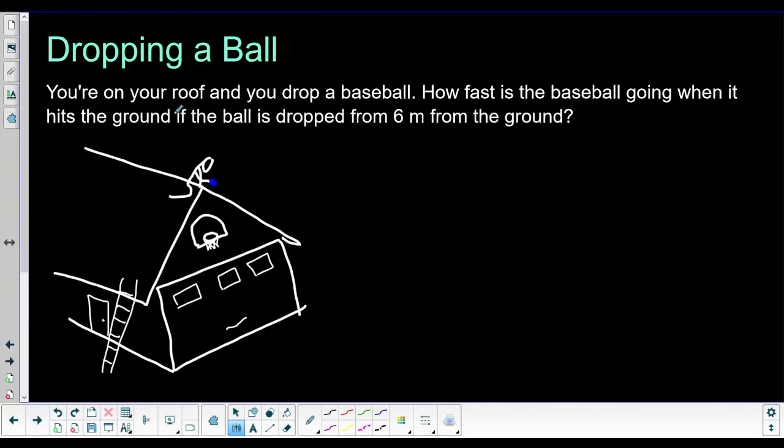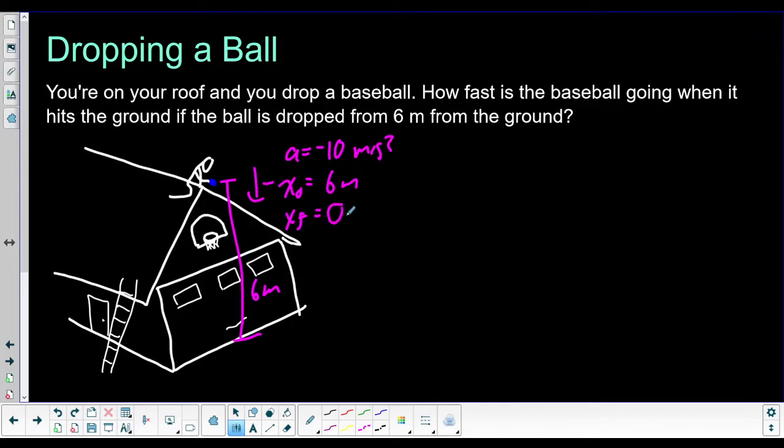All right, you're on your roof and you drop a baseball. How fast is the baseball going when it hits the ground if the ball is dropped from 6 meters away from the ground? So here you are on your roof. From here to here is 6 meters. We could absolutely do this with kinematics and forces. We could say acceleration equals -10 meters per second squared, assuming down is negative. X initial equals 6 meters. X final equals 0 meters.